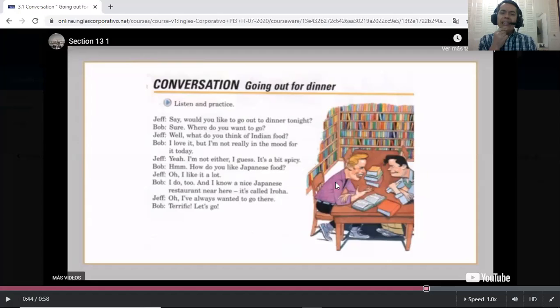How do you like Japanese food? Oh, I like it a lot. I do too. I know a nice Japanese restaurant near here. It's called Airoha. Oh, I always wanted to go there. Terrific. Let's go.